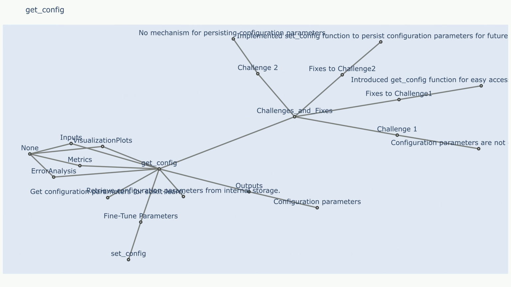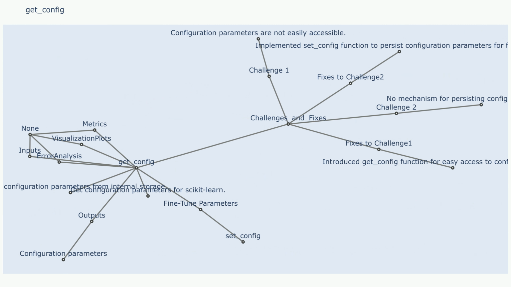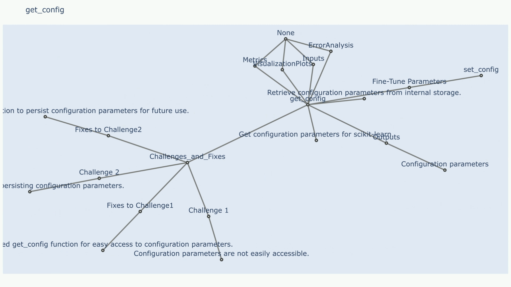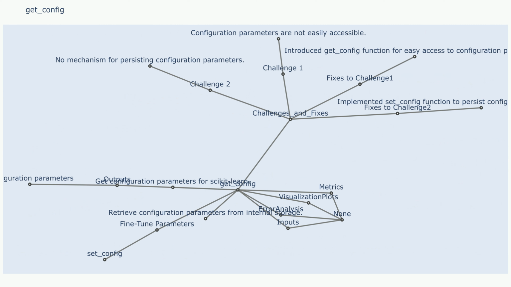Inputs. None. This function doesn't take any specific input arguments. Outputs. A dictionary. The function returns a dictionary containing configuration details about scikit-learn. Steps. Retrieve configuration. The function accesses the internal configuration settings of scikit-learn. Format data. The collected information is organized and formatted into a dictionary structure.